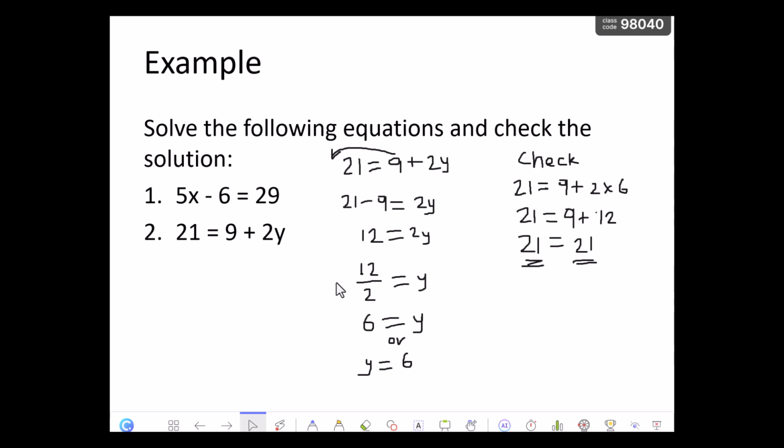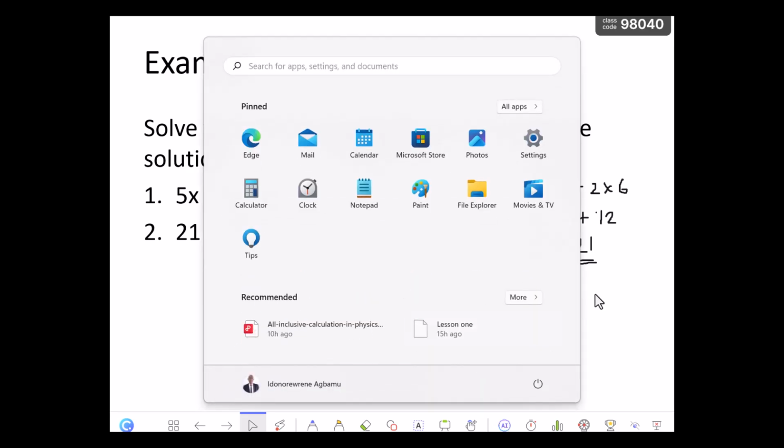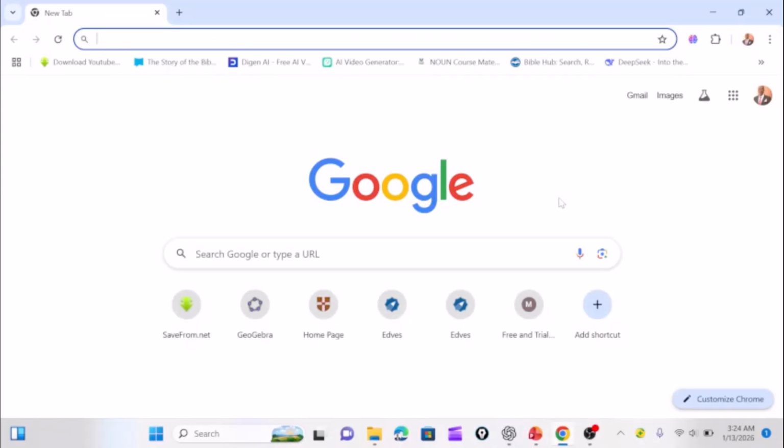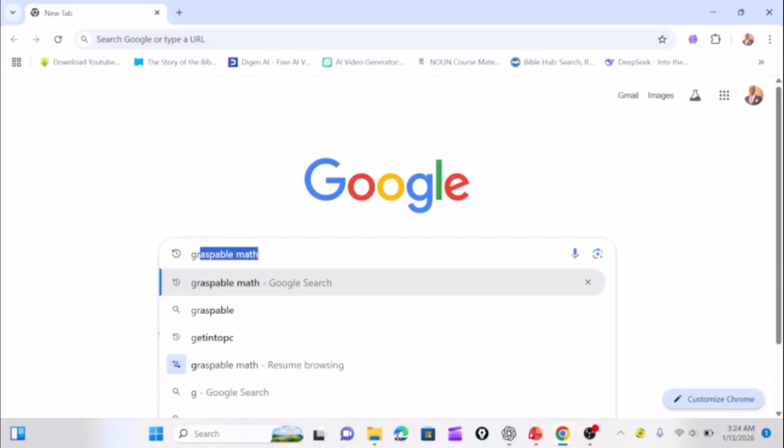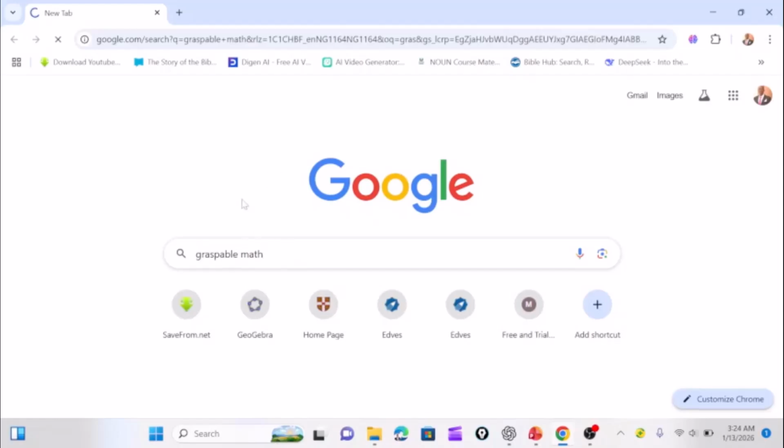Let's see. If I go to Graphable Math, just open your browser. Let me go to my browser so that you see it. Okay, this is my browser now. As I said earlier, when you go to your browser, type Graphable. You can see as I'm typing it, it's already there because I'm used to it on my system. Just type Graphable Math, then click enter. Make sure you have good internet, and you will see it will open very soon.